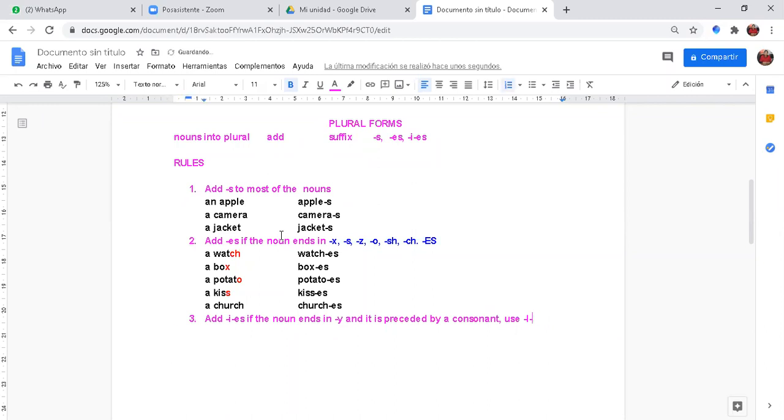We can also say it like that: when preceded by a consonant, change Y to I, then add ES. Okay, that is rule 3. Examples.